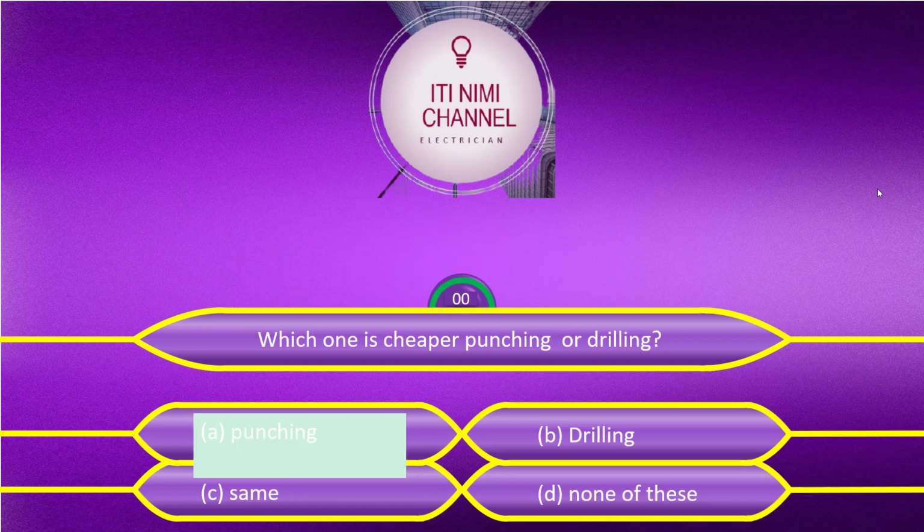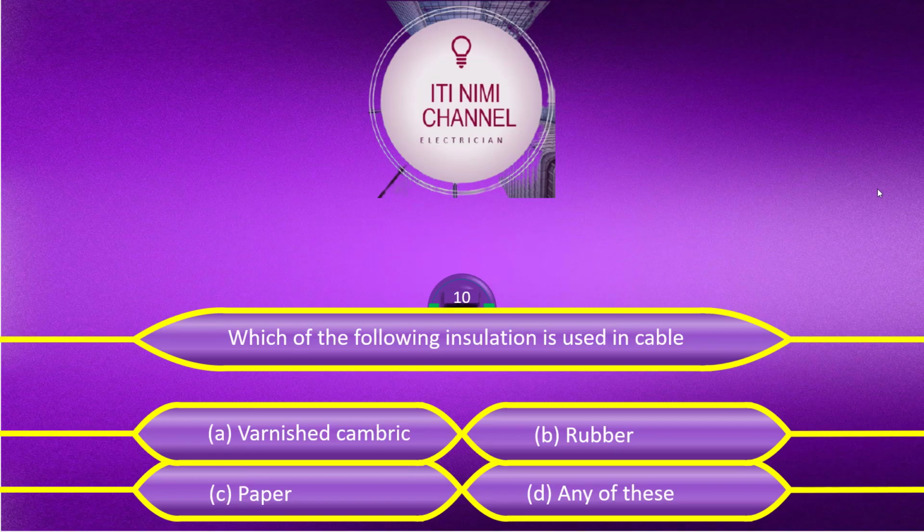Punching. Which of the following insulation is used in a cable? Varnished cambric, rubber, paper, any of these? The answer is any of these.